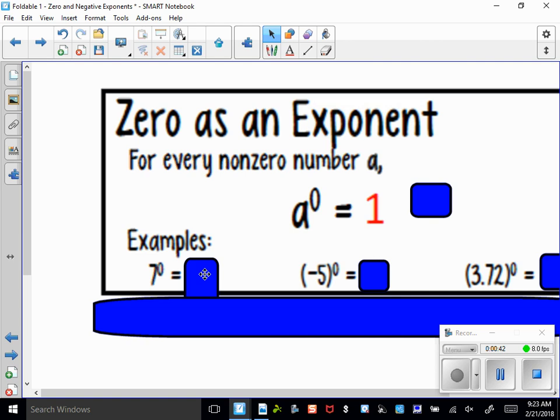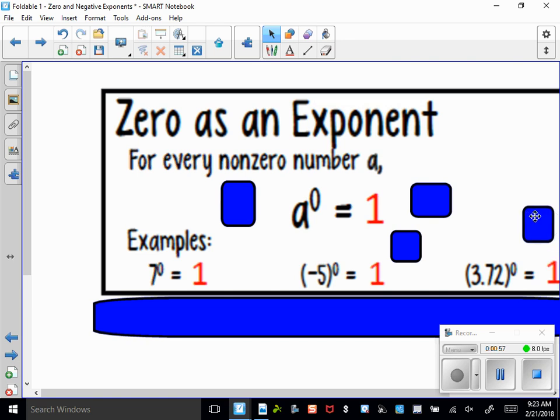Okay, a number to the 0 power, like 7, equals 1. The quantity -5, because that's all grouped together, to the 0 power equals 1. Even a decimal to the 0 power equals 1.